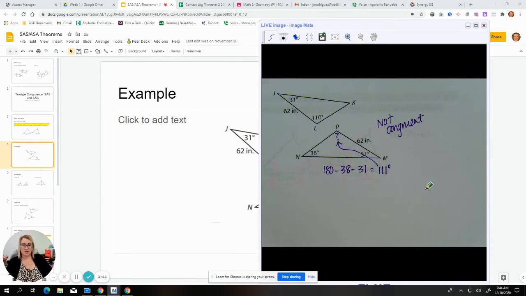Okay, and there are going to be many times where they're not going to be congruent. You just have to pay attention to the small details to make sure that you can recognize when they are and when they are not.